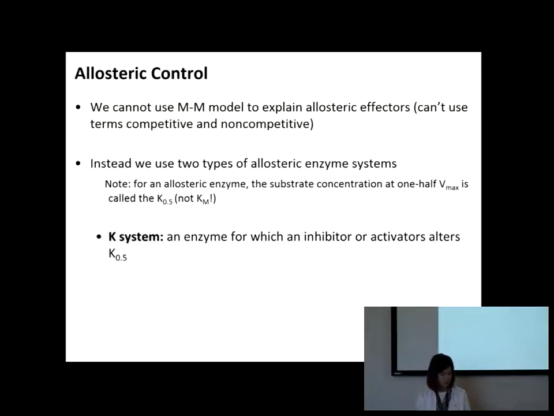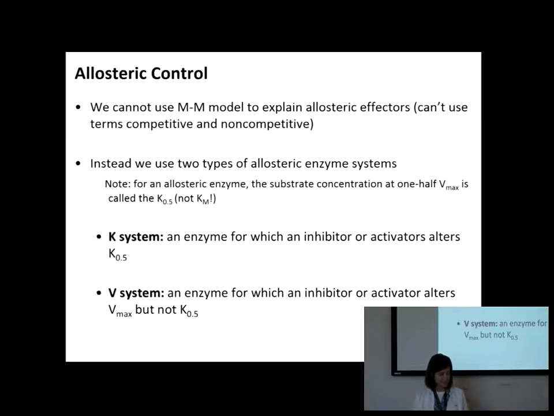And we can't use competitive and non-competitive terms. We're going to use K and V systems. It's more complicated than what I'm going to say, but for that we are not studying the math. But they are parallel. All right, so the K system effectors change the affinity of the enzyme for the substrate. It doesn't change the shape of the curve, just the position. In the V system, the enzyme has the same affinity for the substrate, but the rate has changed.